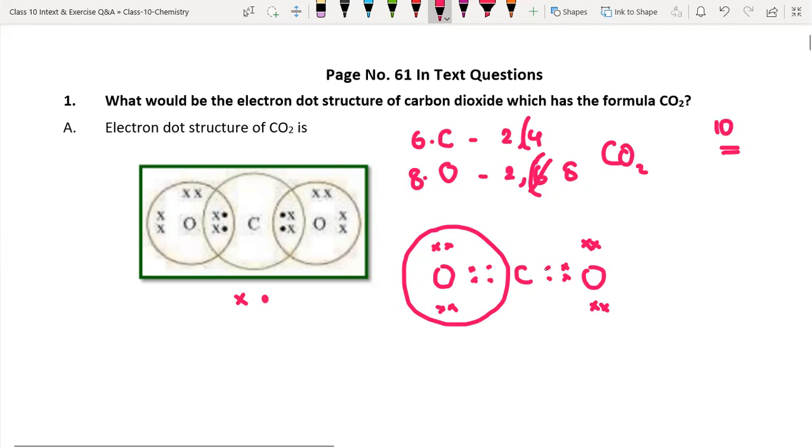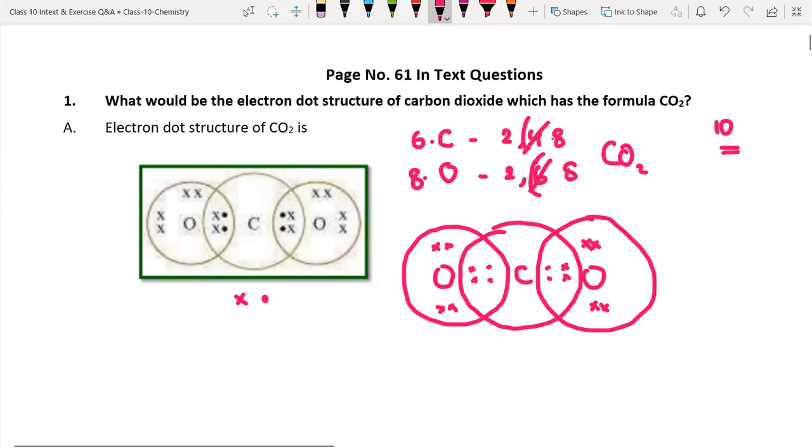Next, this oxygen will also share 2 electrons with this carbon, hence it will become stable. Coming to carbon, this carbon will share 2 electrons with this oxygen and 2 electrons with this oxygen. Hence carbon also will get 8 electrons. This 4 will become 8, 8 plus 2, it will be 10. Like that, CO2 is formed, and this is the electron dot structure. Here for one pair of electrons, you have to draw a bond. For this pair, you have to draw another bond. Here 1 and 1. At last you can write it like O double bond C double bond O.